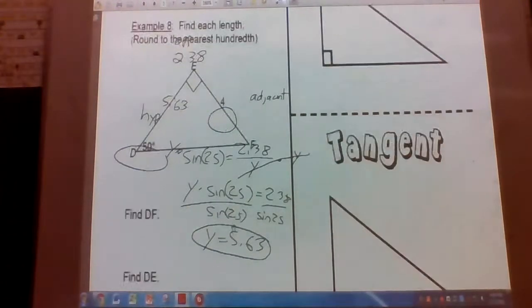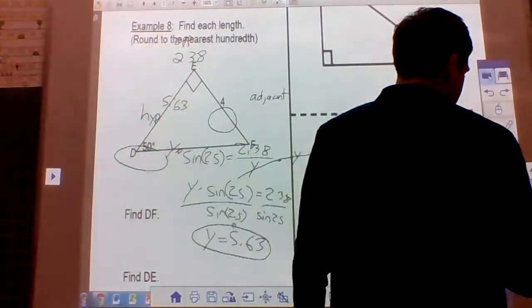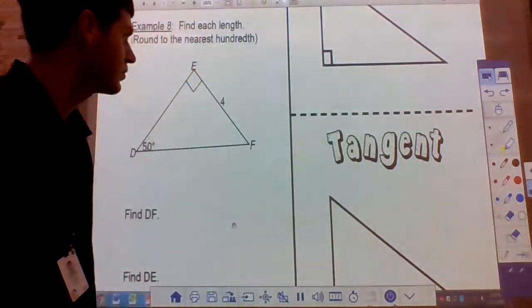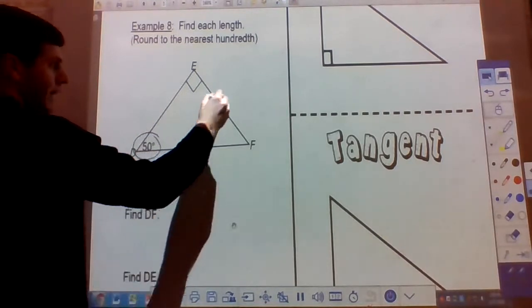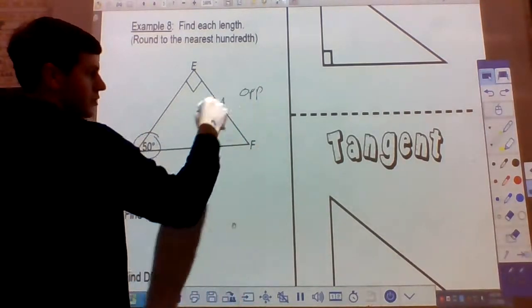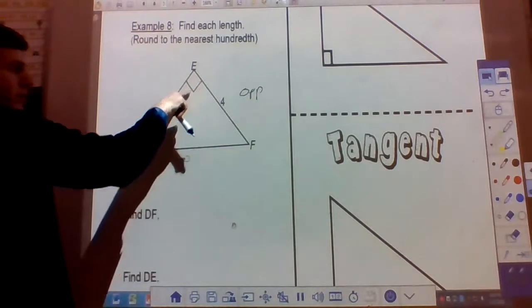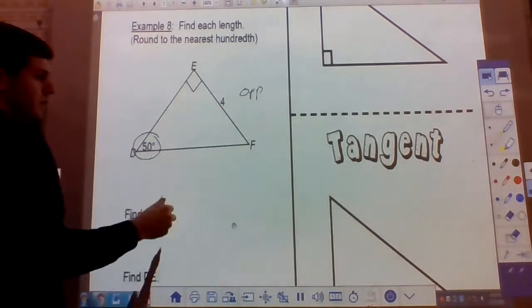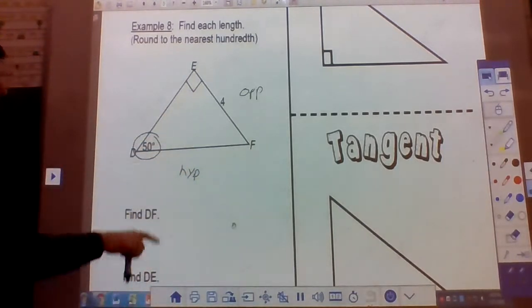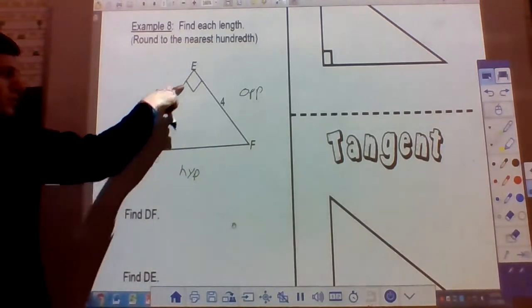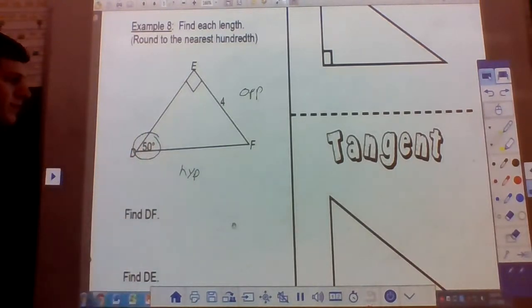All right, last one, example 8. It's saying find each length and round to the nearest hundredth place. Hundredth place again is 2 decimals. You have the tens place and then the hundredths place. Here we have 50 degrees. So let's label. We have the opposite side over here. It's a leg, right? We have the right angle, so it's the leg across from 50 degrees. This is our hypotenuse, across from the right angle. And the leg that's adjacent, or next to the 50-degree angle, is DE.